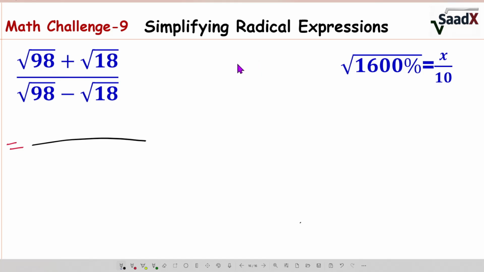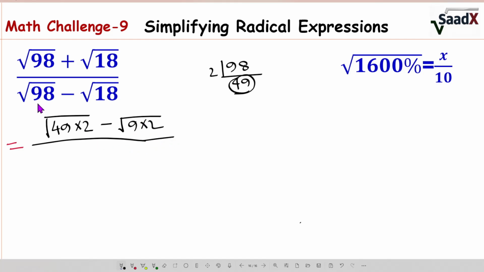What does that mean? Look, 98, once we divide by 2, we will get 49. This 49 is a perfect square, so we can write 49 times 2, okay, then square root of 18, so 9 times 2, okay. Similarly, root 49 times 2 minus, in here it is plus, minus 9 times 2, okay.